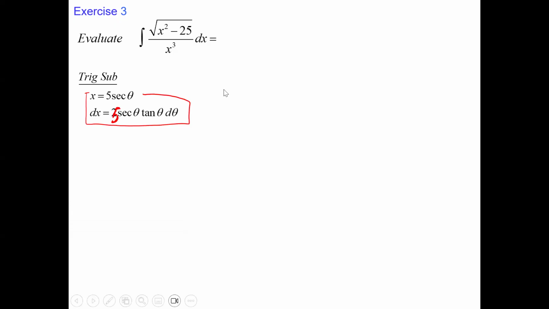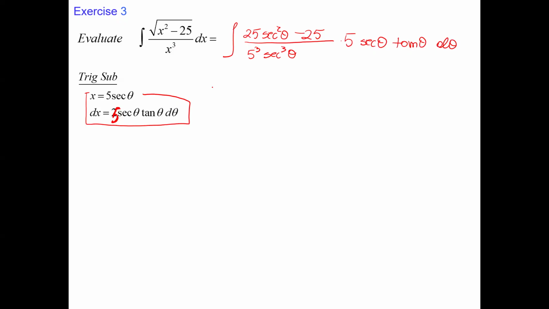Now let's substitute. Square root, x squared will be 25 secant squared theta minus 25. And then x cubed will be 5 cubed secant cubed, and dx is 5 secant theta tan theta d theta. You can work along with me. Now we can simplify a little bit. Of course, square root.